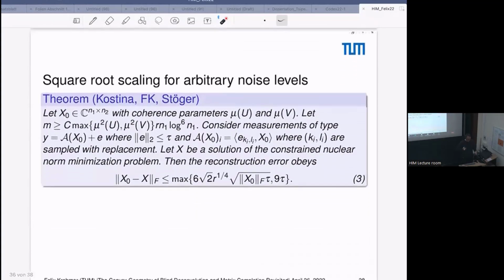And now we are trying to do the same thing. We have the same assumptions here.